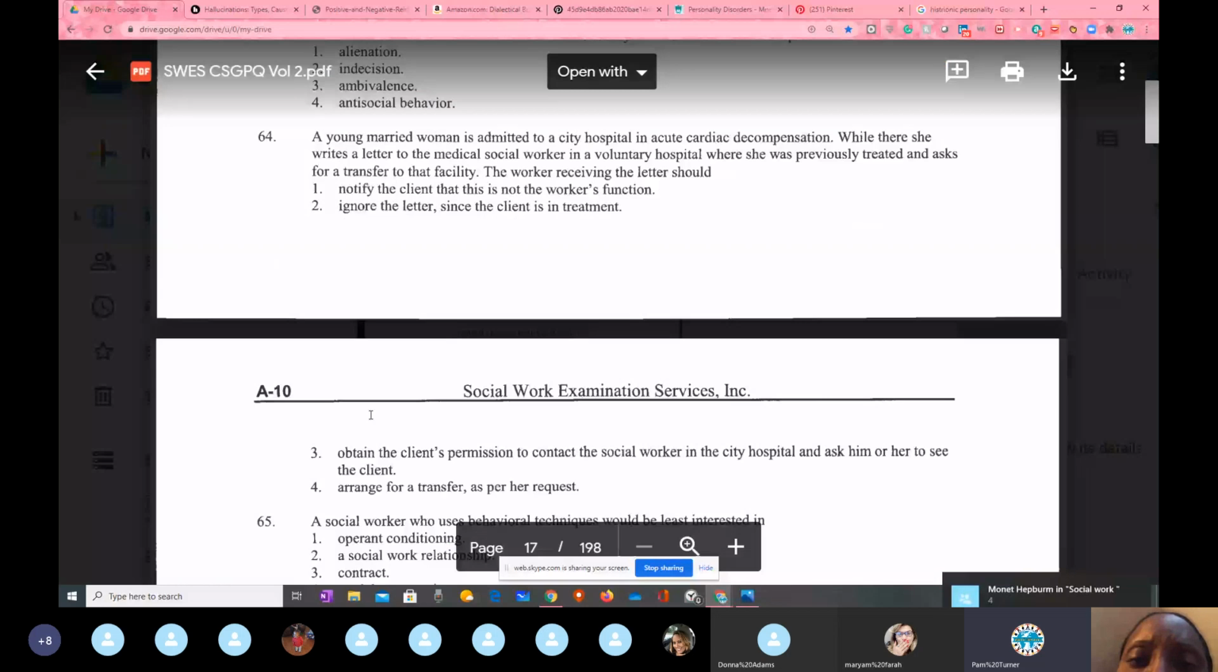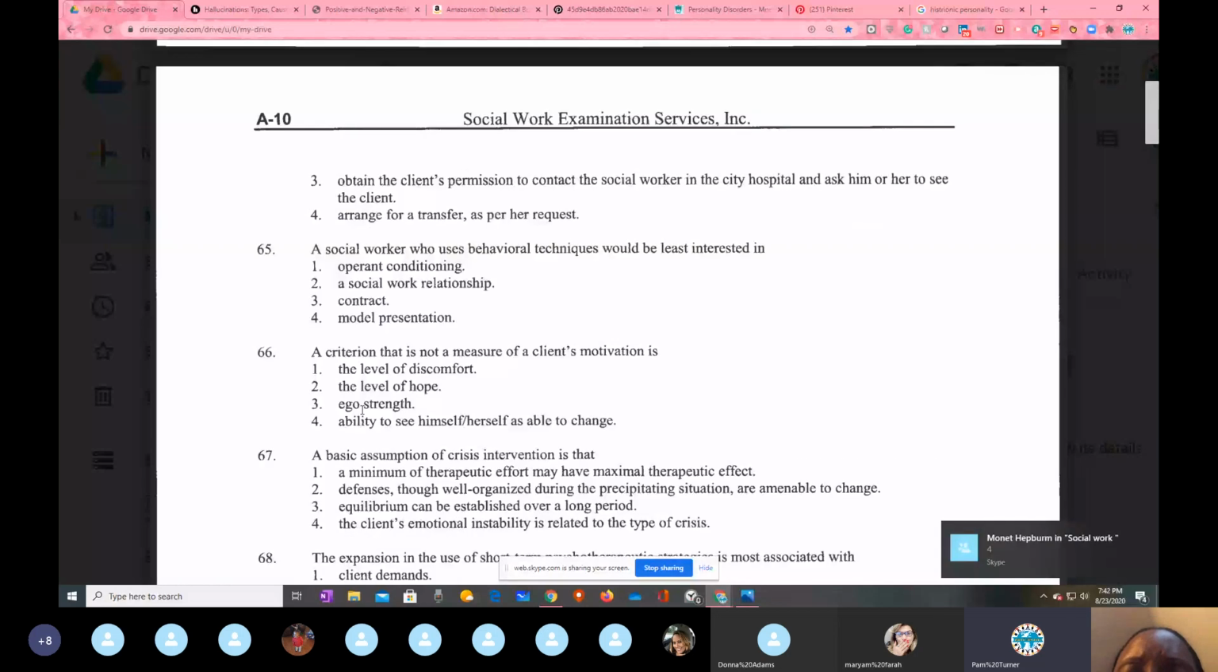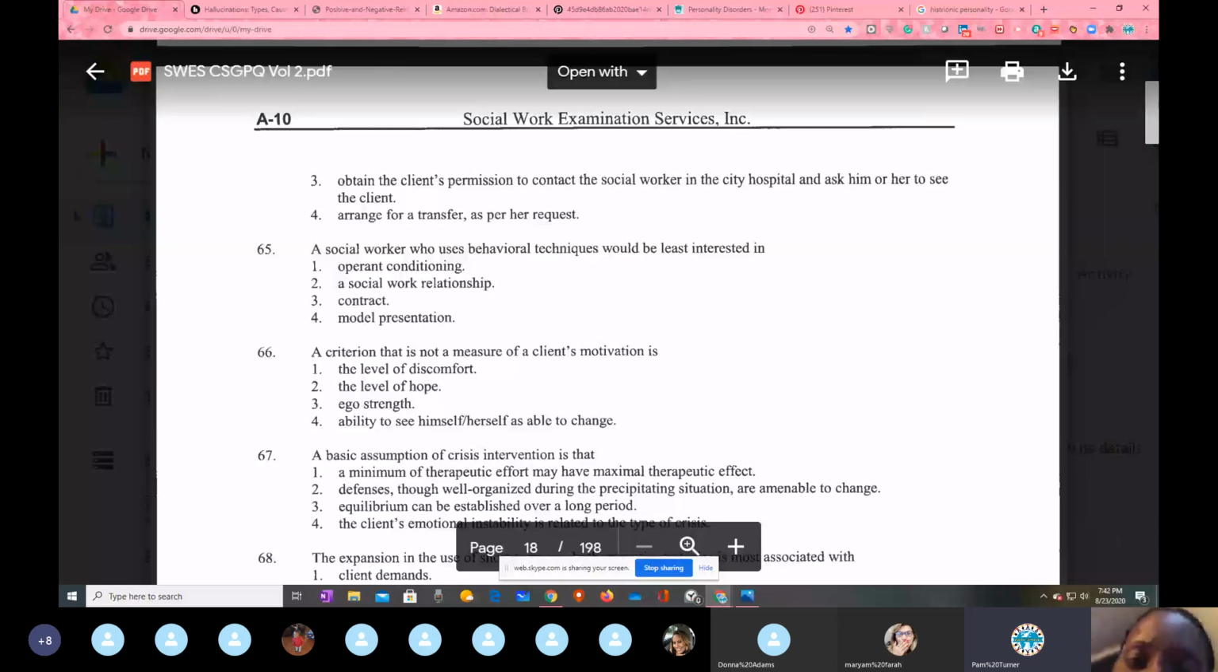Okay, let's look at 65. Again, we're only on interventions today. A social worker who uses behavioral techniques would be least... the words are a bit weird. I have no idea what that says. Words a bit weird. Is that what that says? Yes. So that's the goal of practicing the test, though, because if anyone's taken it before, the words are a bit weird, aren't they? The sentences could be written so much easier, could they not? And it's purposeful. It's very purposeful. They want to know if you have those higher level thinking skills.